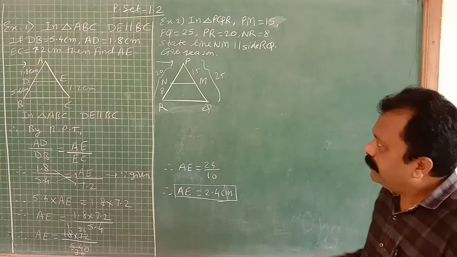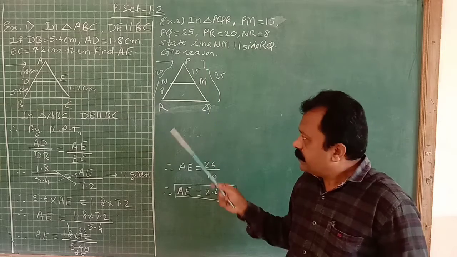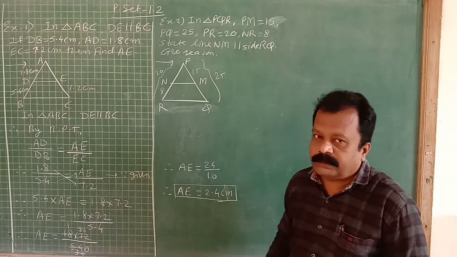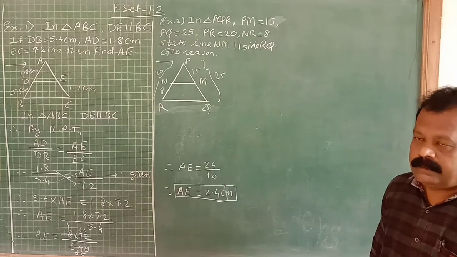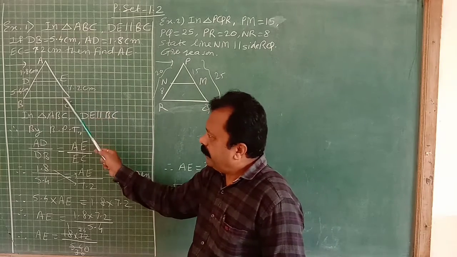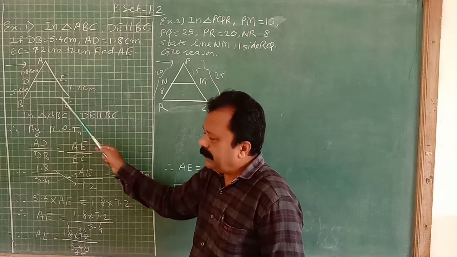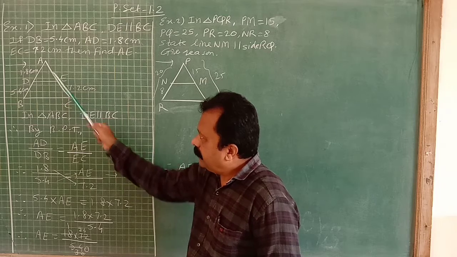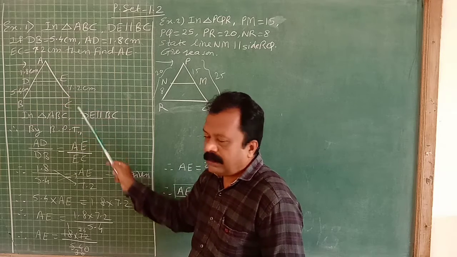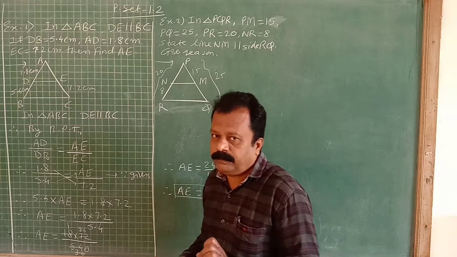When can we say NM is parallel to RQ? Give reason. See, in BPT, if one line is parallel to any side of a triangle, then the ratios of the remaining sides are in proportion. This is about BPT.